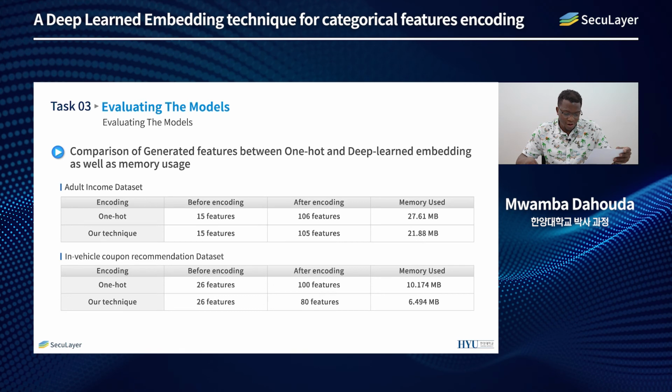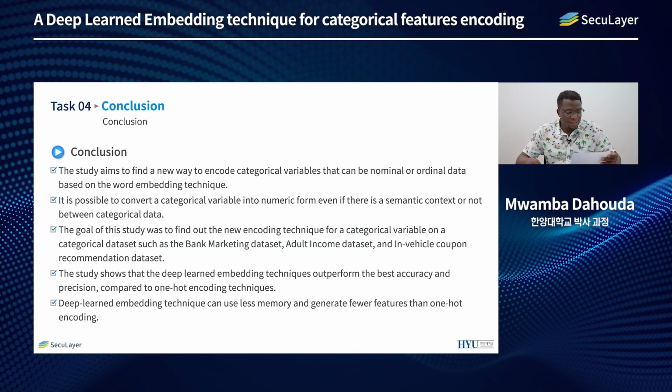Here, note that after encoding, we have to concatenate all the data. That means we have to put together the categorical data encoded and the numerical data. The study aims to find a new way to encode categorical variables that can be nominal or ordinal data based on word embedding. It is possible to convert a categorical variable into a numeric form, even if there is a semantic context or not between categorical data.